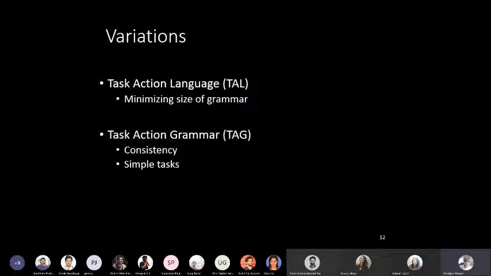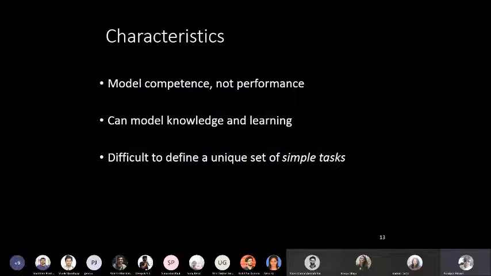And then another such approach was the task action grammar, which uses a very similar concept, but it advocates for consistency among the rules, so that we need not learn too many rules. If the rules are consistent, then by knowing the very basics of the rule, we can do many other activities, and also define simple tasks.